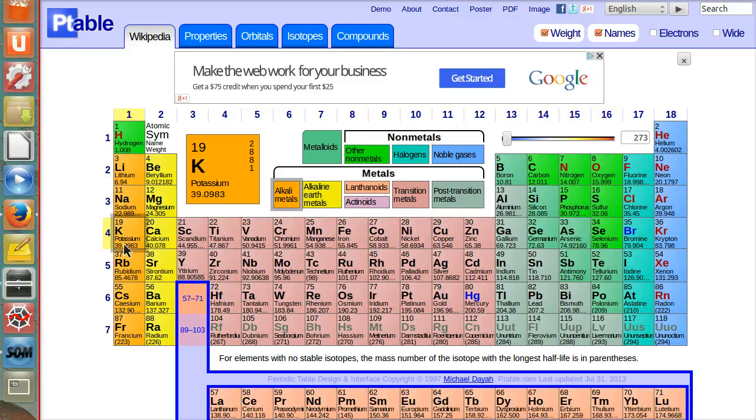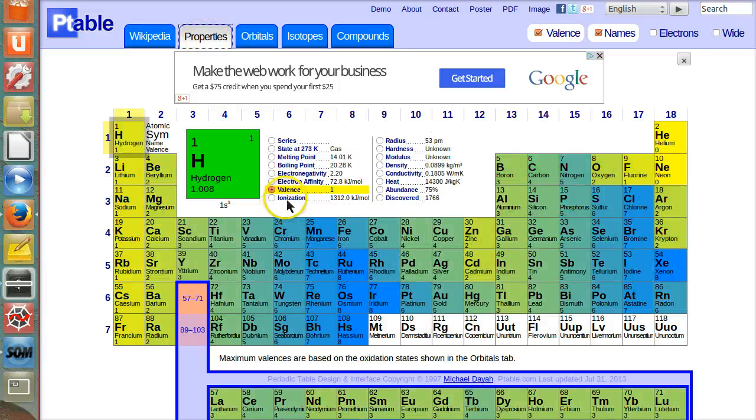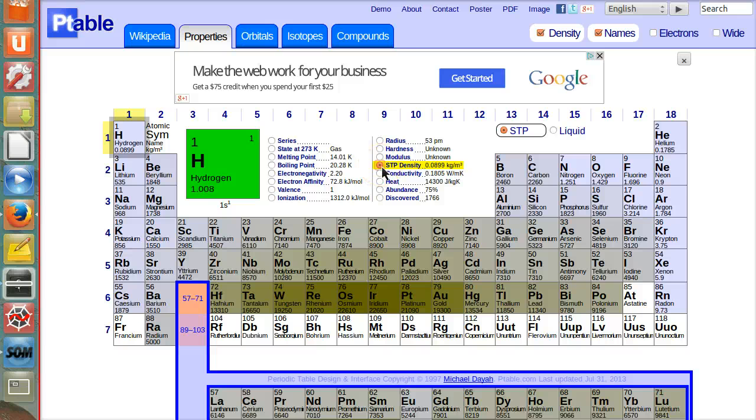And by the way, this is a fantastic website. It's packed full of all sorts of information. You can click on any of these elements to get more information. You can click on properties up here, and you can see things like ionization energy, which we'll be looking at, electronegativity. You can look at the density, and it shows them shaded according to density, and you can really get a good feeling for the trends in the periodic table, which we'll be looking at soon.